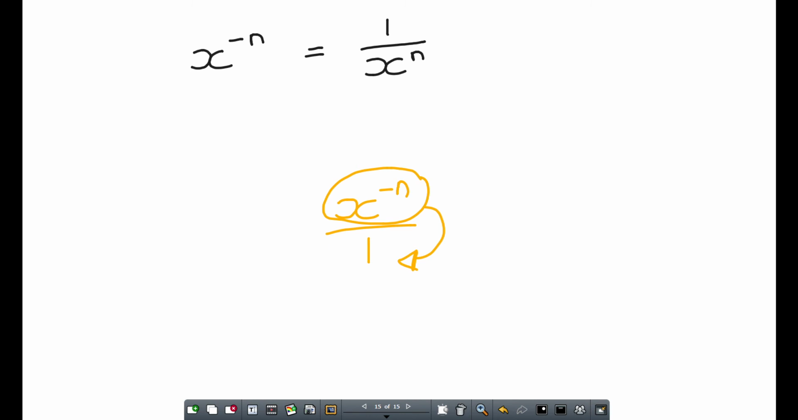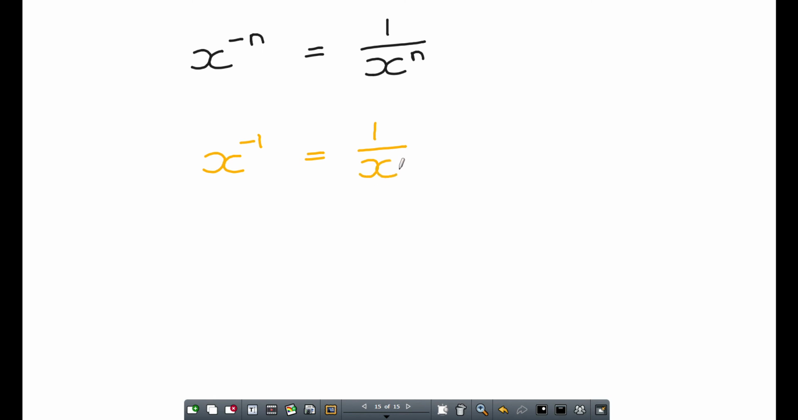Ma'am, you just take away the minus. Yes. What I wrote there is the official rule. So let's show you another one. x to the power of minus 1 is the same as 1 over x to the power of positive 1. Yes, ma'am, this rule only applies to negative numbers. Yeah, only to negative.